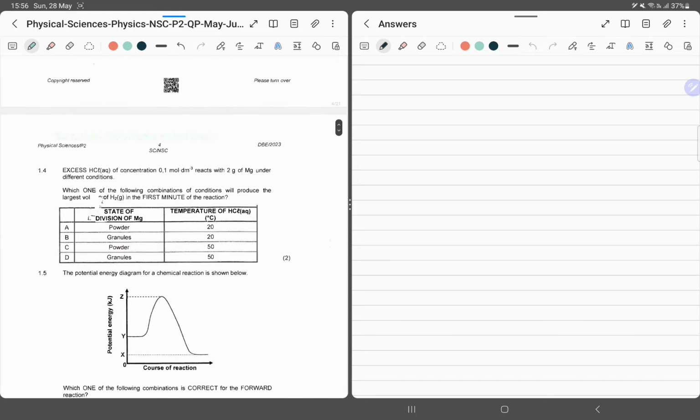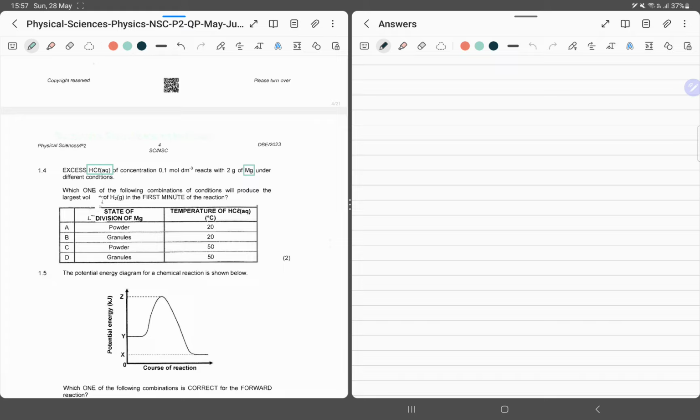Excess hydrochloric acid of concentration 0.1 mole per decimeter cubed reacts with 2 grams of magnesium under different conditions. Obviously, once you react an acid with a metal, usually we produce hydrogen gas plus some salt. So then it can serve as a reaction for which we can produce a desired salt.